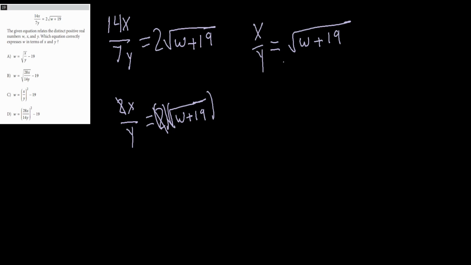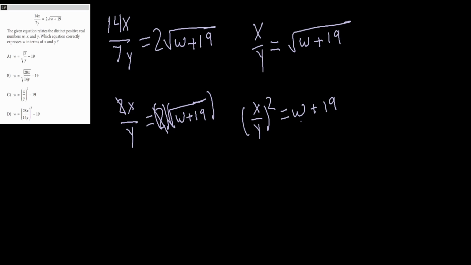Okay, now that we have this, it's looking a lot more manageable, but we still have w in this square rooted mess over here. So we're going to go ahead and square both sides. By squaring both sides, w is now out of the square root, and it looks a lot more doable.